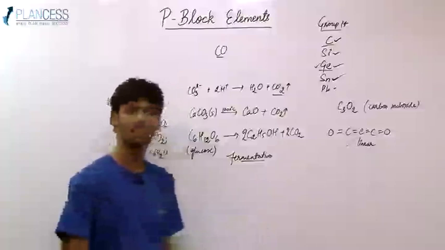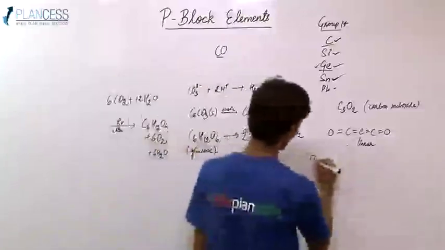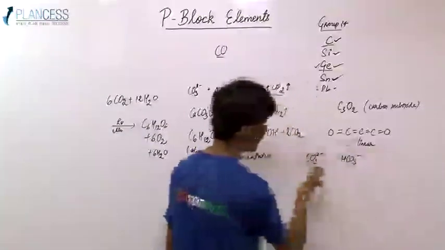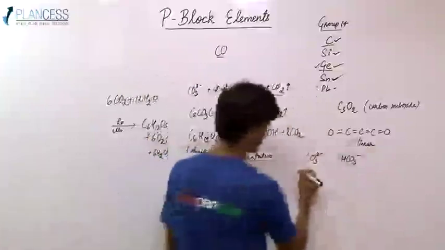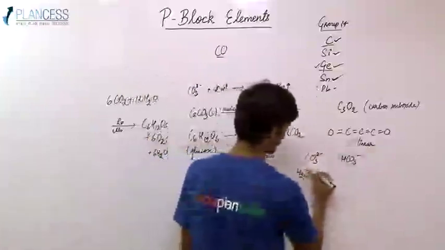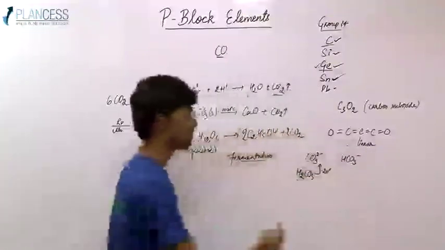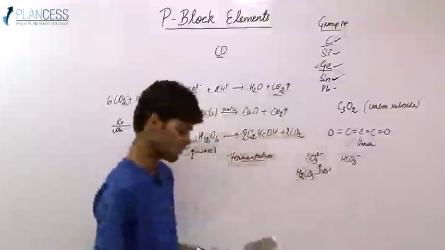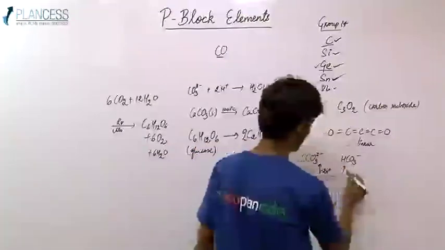Then come the carbonates and bicarbonates. You must be knowing about the carbonates. Carbonate is CO3 2 minus, and bicarbonate is HCO3 minus. When two hydrogens are removed from H2CO3, that is carbonic acid, minus 2H plus, then CO3 2 minus is formed, and if only one proton is removed, then HCO3 minus is formed. So this was all about the carbonates and bicarbonates.